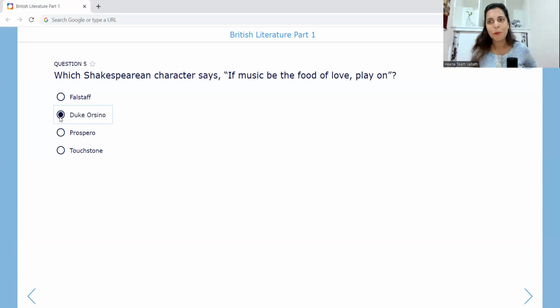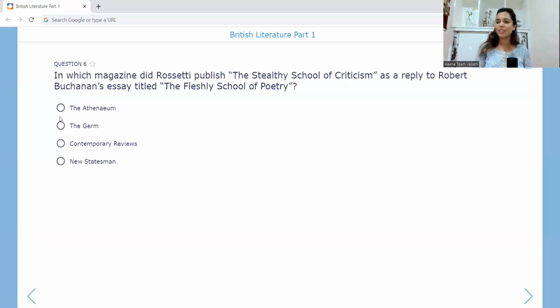That is what Duke Orsino meant, right? Because the lover whom he loves does not return that love. Okay? And he wants to forget this love. If music be the food of love, play on. Twelfth Night, a comedy by Shakespeare. This takes us to question number 6.